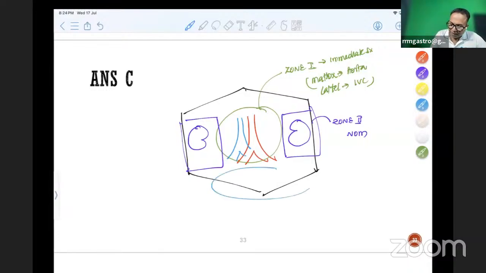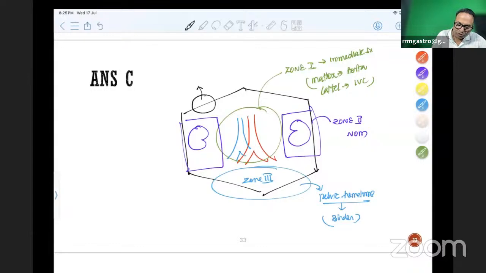Zone 3 is pelvic hematoma. Please remember. Pelvic hematoma is very difficult to stop by surgery. Don't do surgery. Just put a binder and pressure. Don't do surgery. Zone 4 is a zone behind the liver. Okay. Zone 4 is retrohepatic IVC injuries. This retrohepatic IVC injury is called zone 4.